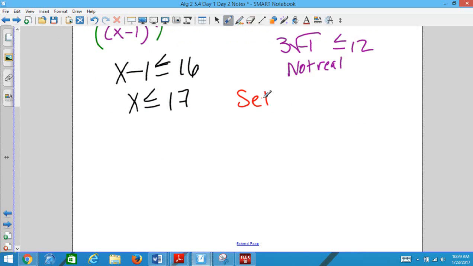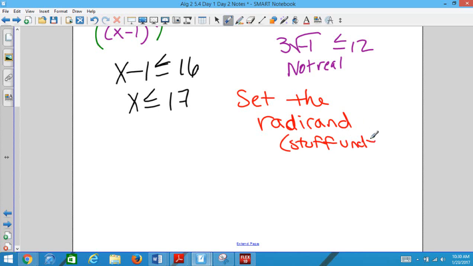You have to set the radicand, which is just the stuff under the radical, greater than or equal to 0. You have to do that.